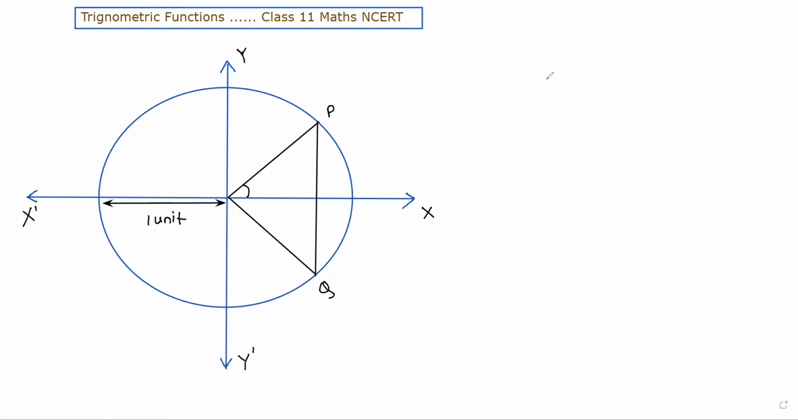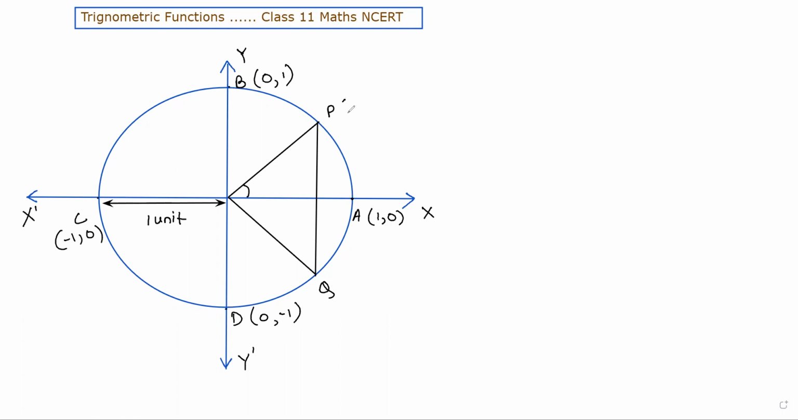We were discussing trigonometric functions of class 11th maths NCERT. Now, you already saw this figure in the last class. Here we have considered a unit circle. With a unit circle, the coordinates of these points A, B, C and D would be (1, 0), (0, 1), (-1, 0) and (0, -1).